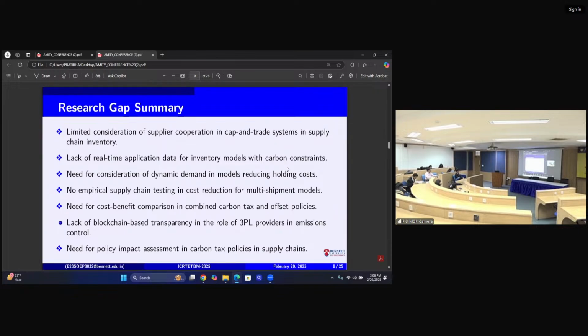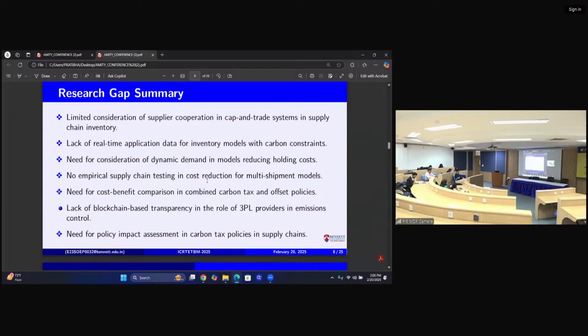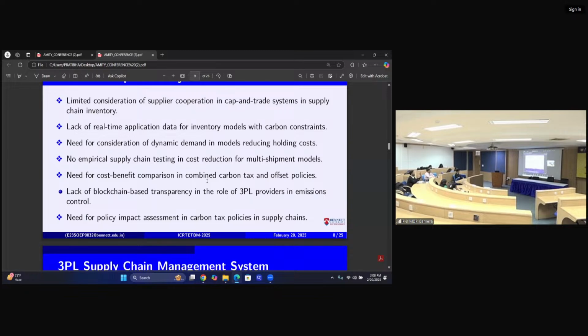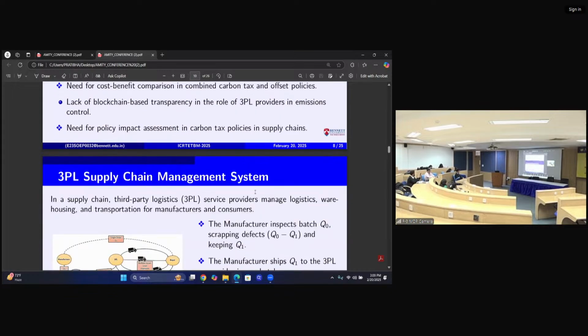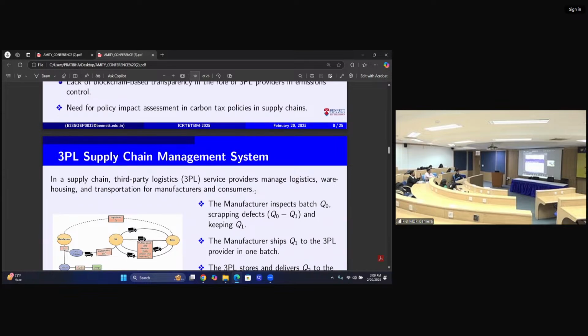Limited consideration of the supply chain system in the inventory; lack of real-time application data for inventory models with carbon constraints; no empirical study in cost reduction for multi-shipment models; need for policy impact assessment in carbon tax policies in the supply chain; lack of blockchain transparency in the role of the 3PL provider in emission control. Now we discuss 3PL supply chain management.